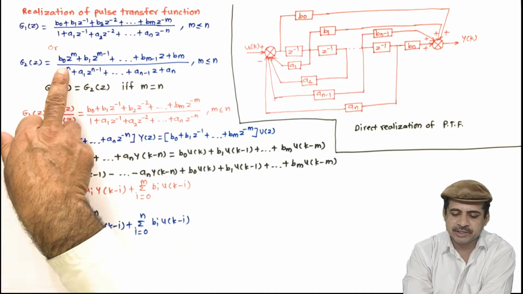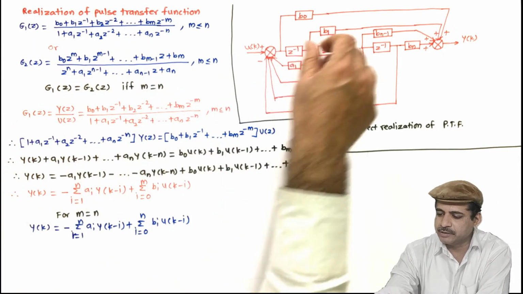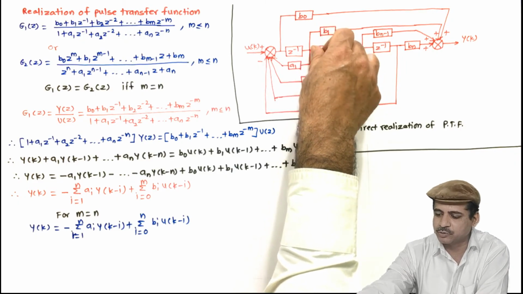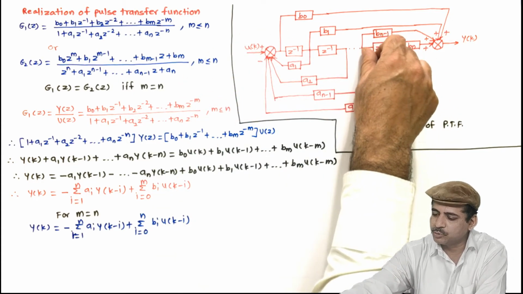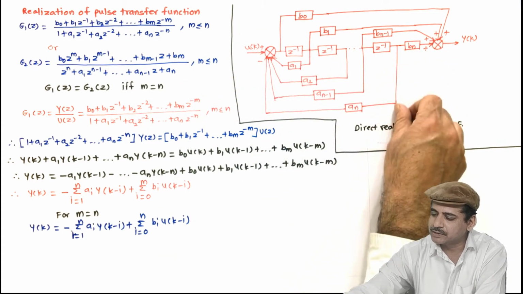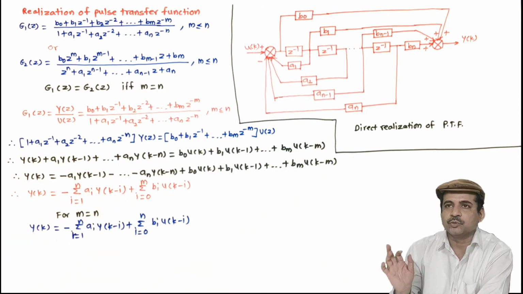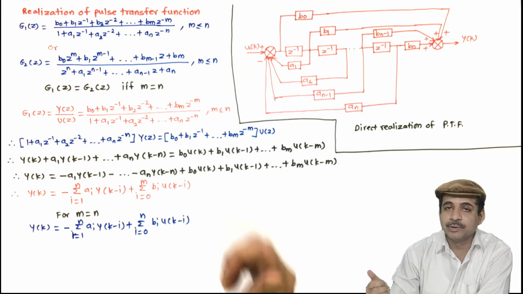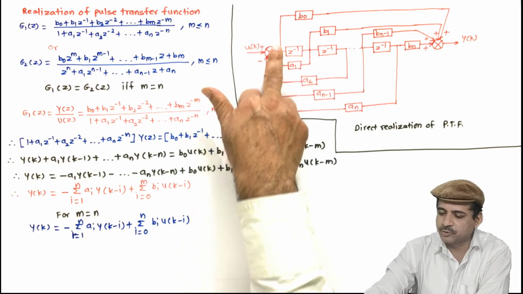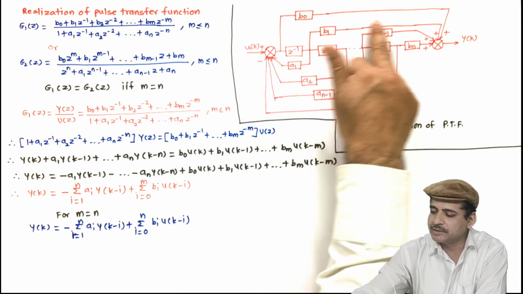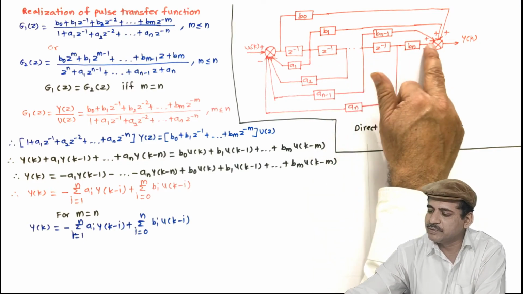So see, this is the denominator z raised to n plus a1 z raised to n minus 1, a2 z raised to n minus 2, and so on up to a n minus 1 z plus an, and all are negative because when it comes here, it will be negative. Now about the numerator. Here I will get b0 z raised to n plus b1 z raised to n minus 1, and so on up to b n minus 1 z plus bn.